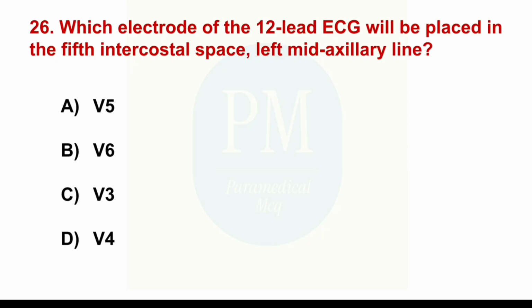Which electrode of the 12-lead ECG will be placed in the fifth intercostal space left mid-axillary line? Option A, V5, option B, V6, option C, V3, option D, V4. The correct option is option B, V6.